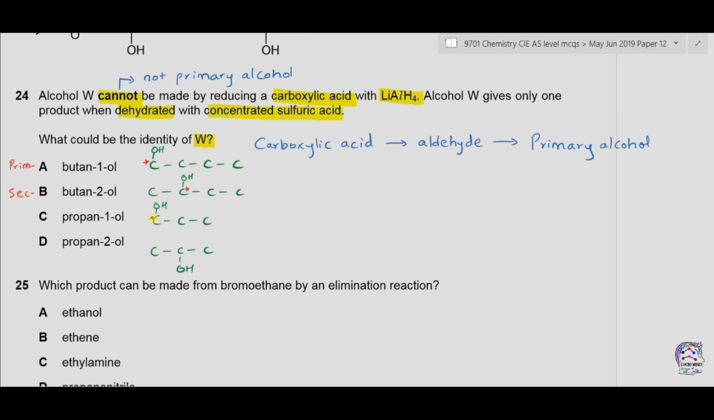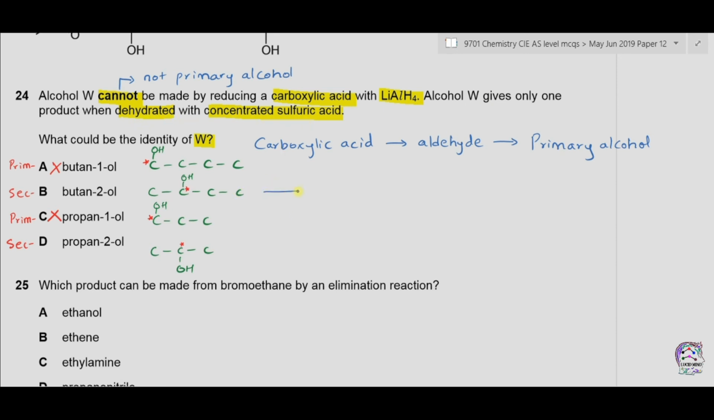Third one, we can see that the carbon atom attached with OH is directly attached to 1 carbon atom. So again this one is primary alcohol. For D, we have this carbon atom which is attached with OH and it is further attached to 2 carbon atoms, so it is secondary alcohol. As we know that W is not primary alcohol, so we can cross out A and C. Second part of the question says that alcohol W gives only one product when dehydrated with concentrated sulfuric acid.